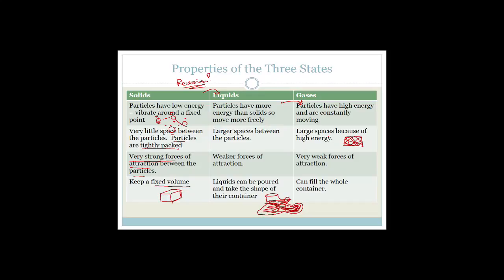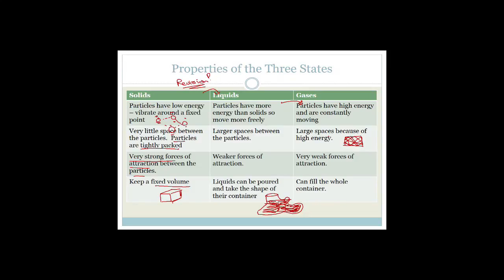Or if you want to think about it this way, if your teacher comes in and you think, she's smelling nice, you might be sitting at the back of the classroom and it's a perfume that's wafting through the large open space. And why is it wafting through? Because gas particles have got huge amounts of energy with very weak forces of attraction. So those are your three states, and you need to be able to explain the properties of the three states.